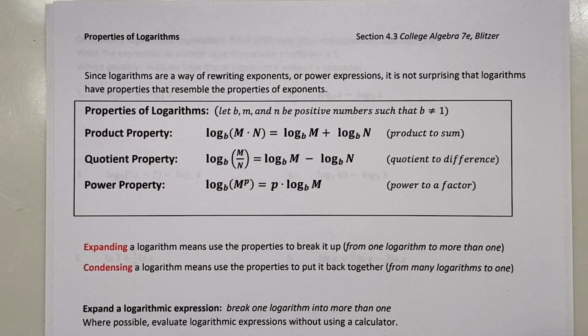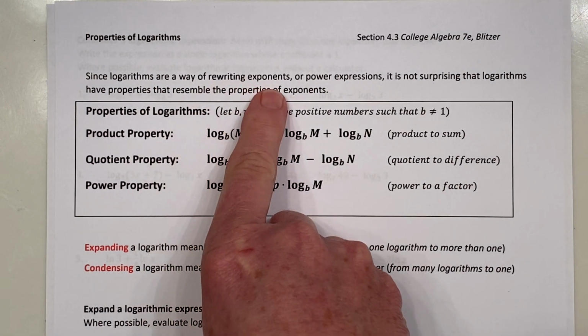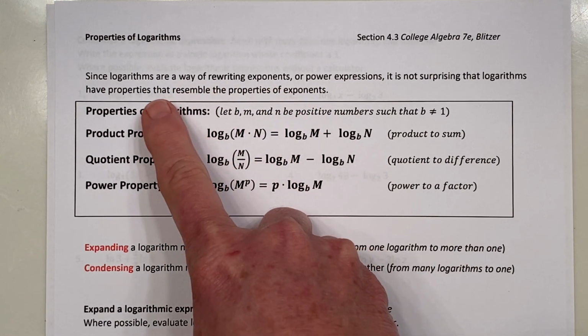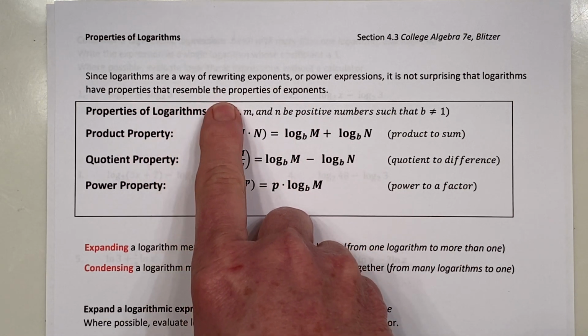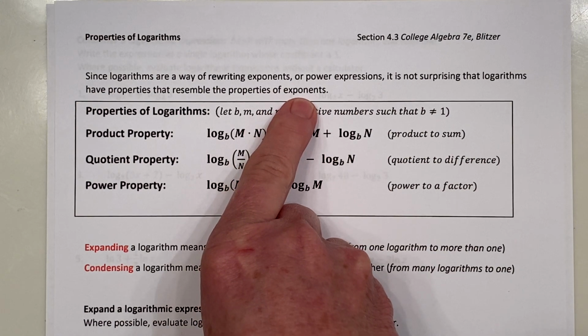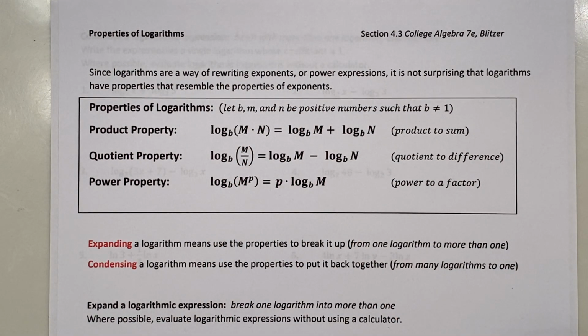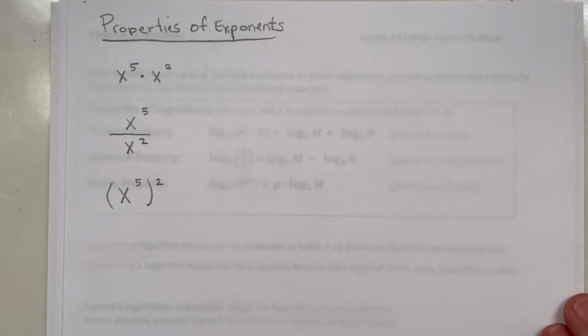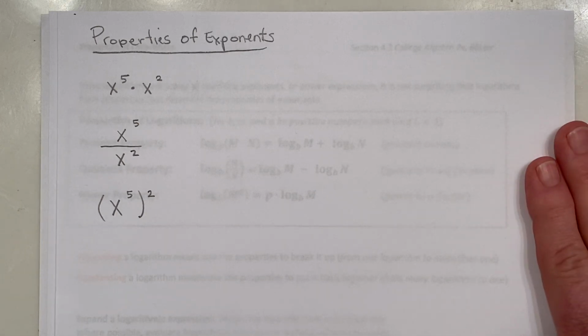In these notes, we're going to be looking at properties of logarithms, section 4.3. Since logs are a way of rewriting exponents or power expressions, it's not surprising that logarithms have properties that resemble the properties of exponents. So just before we get busy looking at properties of logs, just real quick, I'll remind you about some properties of exponents. And you can just watch this part of it right here without writing it down.